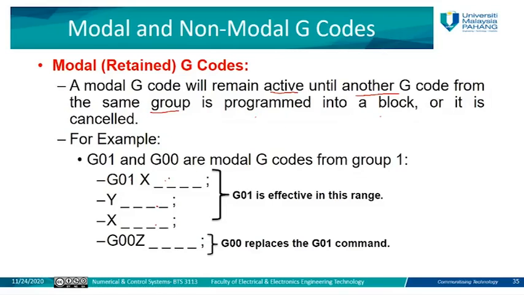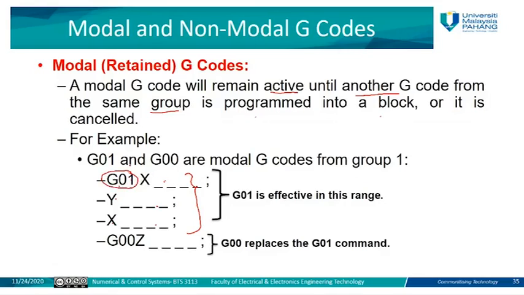Okay, so here I have one G code applicable for this block, applicable for the second block, applicable for the third block, until I have another G code from the same group. For example, you are going to see later on in the table, there are some G codes under group 1, some under group 2, some under group 3, and so on. So it depends on which group the G code is in. Also you are going to see which one is modal, which one is non-modal. So the modal one here, if I have G01 here, is still effective in this range. So all these lines will be affected by G01 action.